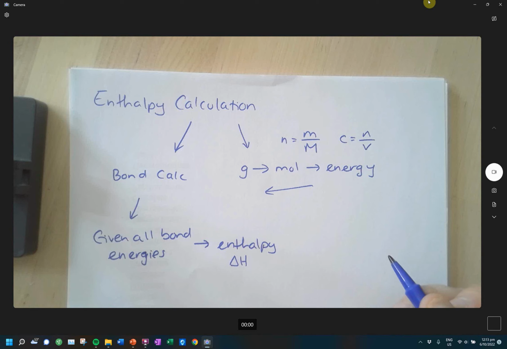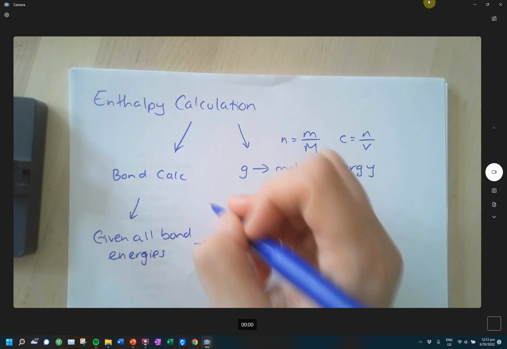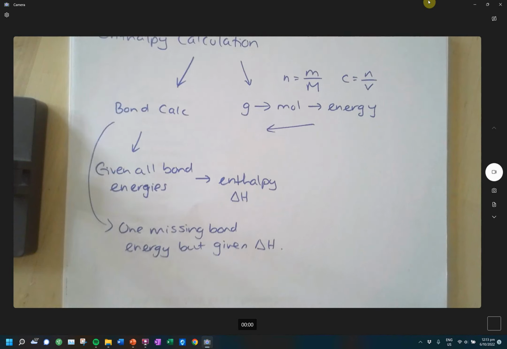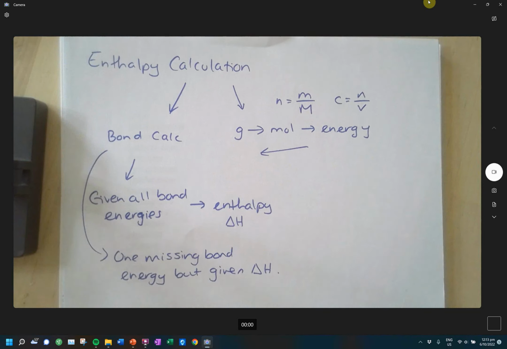The other one that you can get from that is one that has one missing bond energy, but you're given delta H. So basically all this is supposed to work out as an algebraic equation.